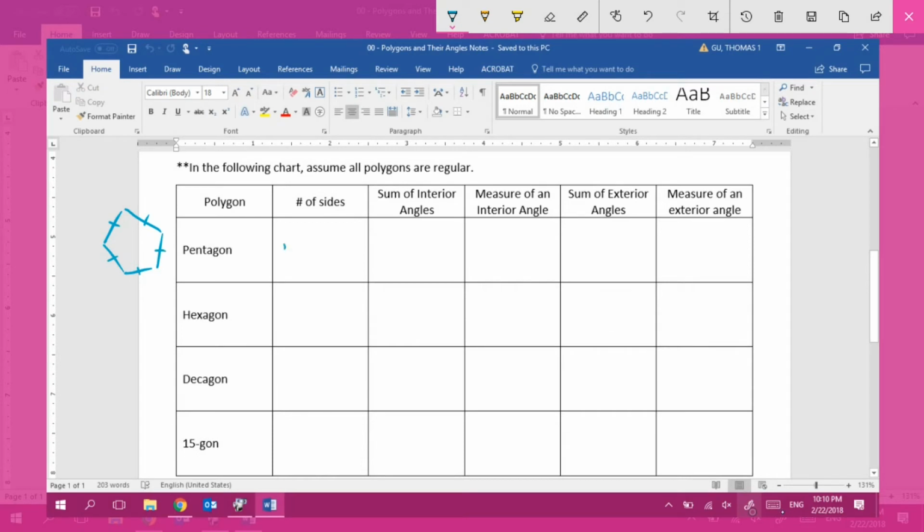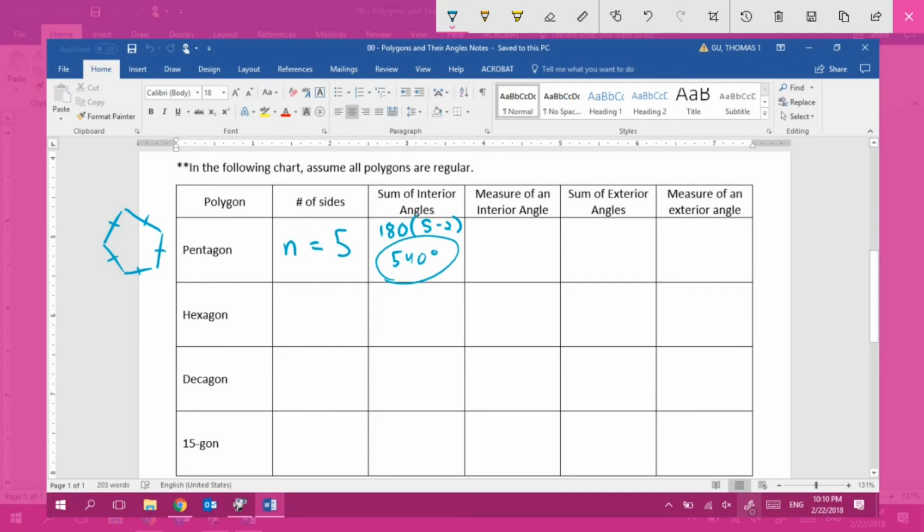The number of sides, that's n. Remember, n equals, what is it for a pentagon? How many sides does a pentagon have? 5! That's right, n equals 5. Next, sum of the interior angles. Look above, see what the formula is? The formula is 180 times n minus 2. n is 5, so 5 minus 2. That's 180 times 3, which is 540. And remember, it's degrees because it's an angle.